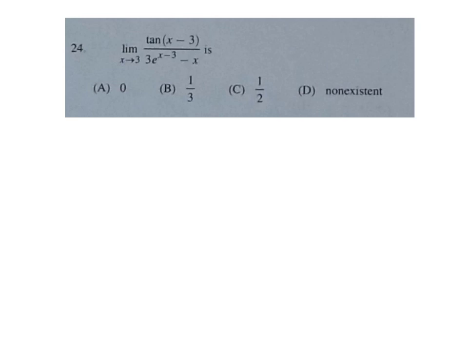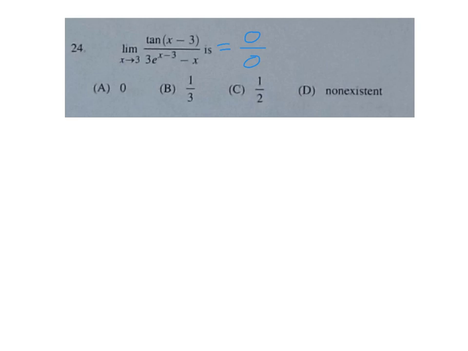We want the limit as x approaches 3 of tan of x minus 3 all over 3 e to the x minus 3 minus x. Now when we do that, everything that's going to happen up here is we're going to get a 0 over 0. And there's nothing we can really do, right? We can't factor this. It's not multiplying by a conjugate or anything.